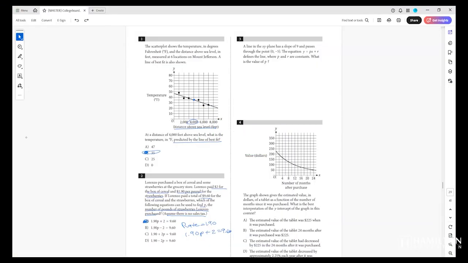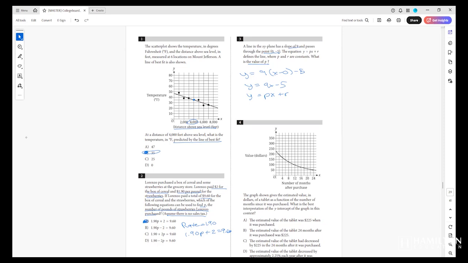Question number 3. A line in the x-y plane has a slope of 9 and passes through the point (0, -5). So we could make an equation of a line using point slope form, and that'd be y = 9(x - 0) + (-5). And the equation is y equals px plus r. So if we rewrite this, we could write this as y equals 9x minus 5. And that's supposed to match up with y equals px plus r. And so r would match up with -5 and p would match up with 9.